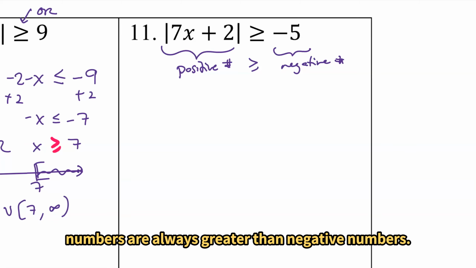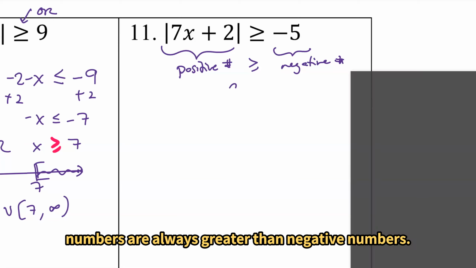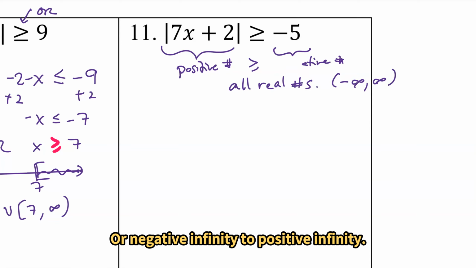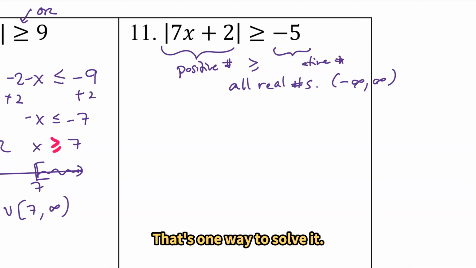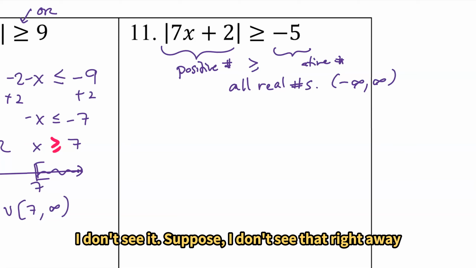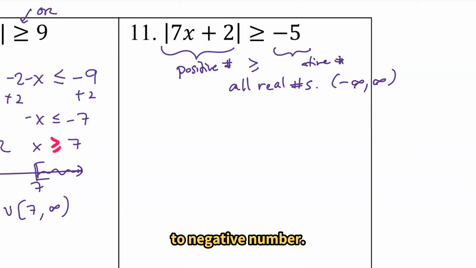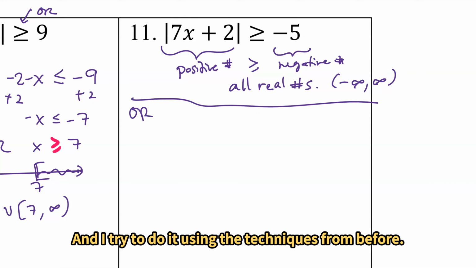Positive numbers are always greater than negative numbers, so this is going to turn out to be all real numbers, or negative infinity to positive infinity. That's one way to solve it, but let's suppose I don't see that right away, positive number greater than or equal to a negative number, and I try to do it using the techniques from before.